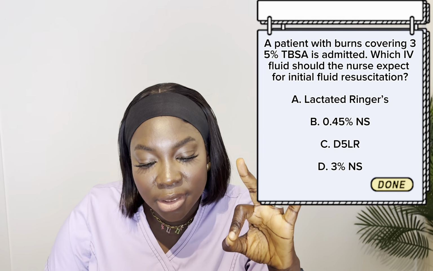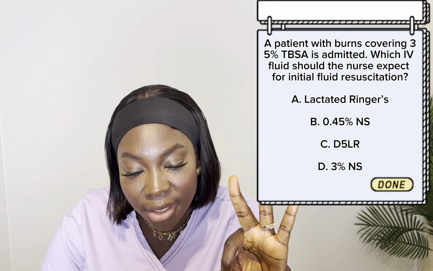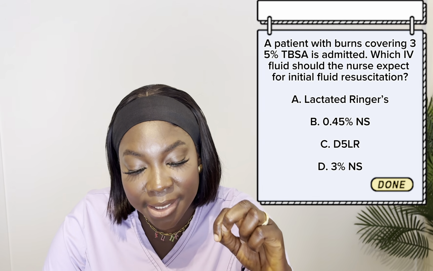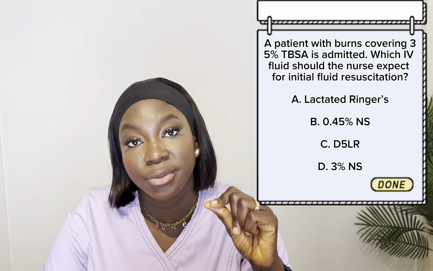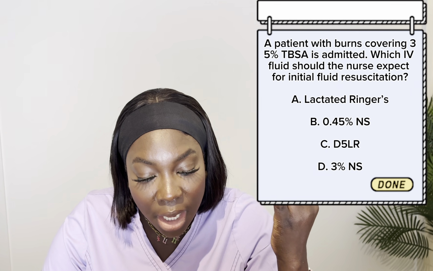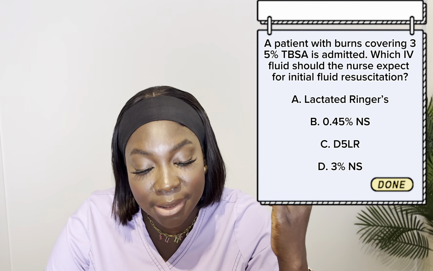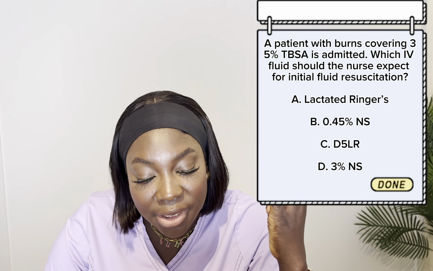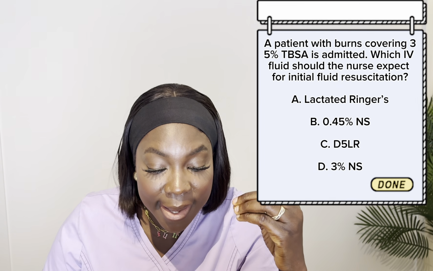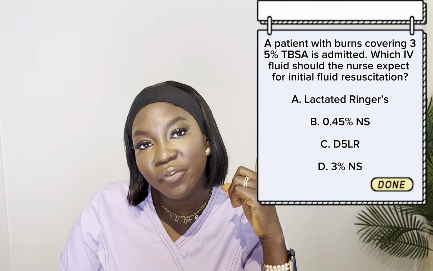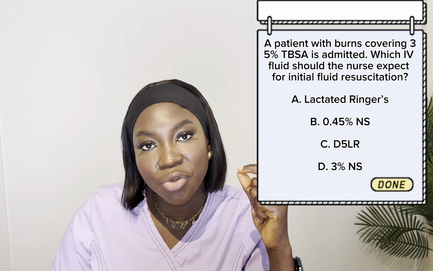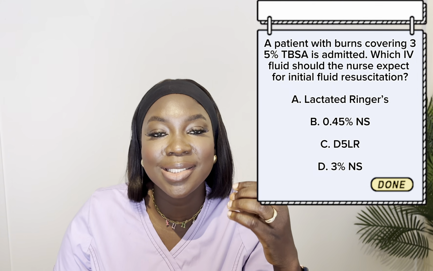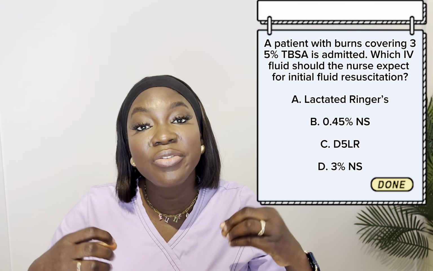A patient with burns covering 35% TBSA, total body surface area, is admitted. Which IV fluid should the nurse expect for initial fluid resuscitation? A, lactated Ringer's. B, 0.45 normal saline. C, D5LR, and D, 3% normal saline. Guys, the right answer is A, lactated Ringer's. Why? First off, lactated Ringer's is an isotonic fluid, and it is the preferred fluid for burn resuscitation. And you know, isotonic fluid stays in the intravascular space, expanding circulatory volume.